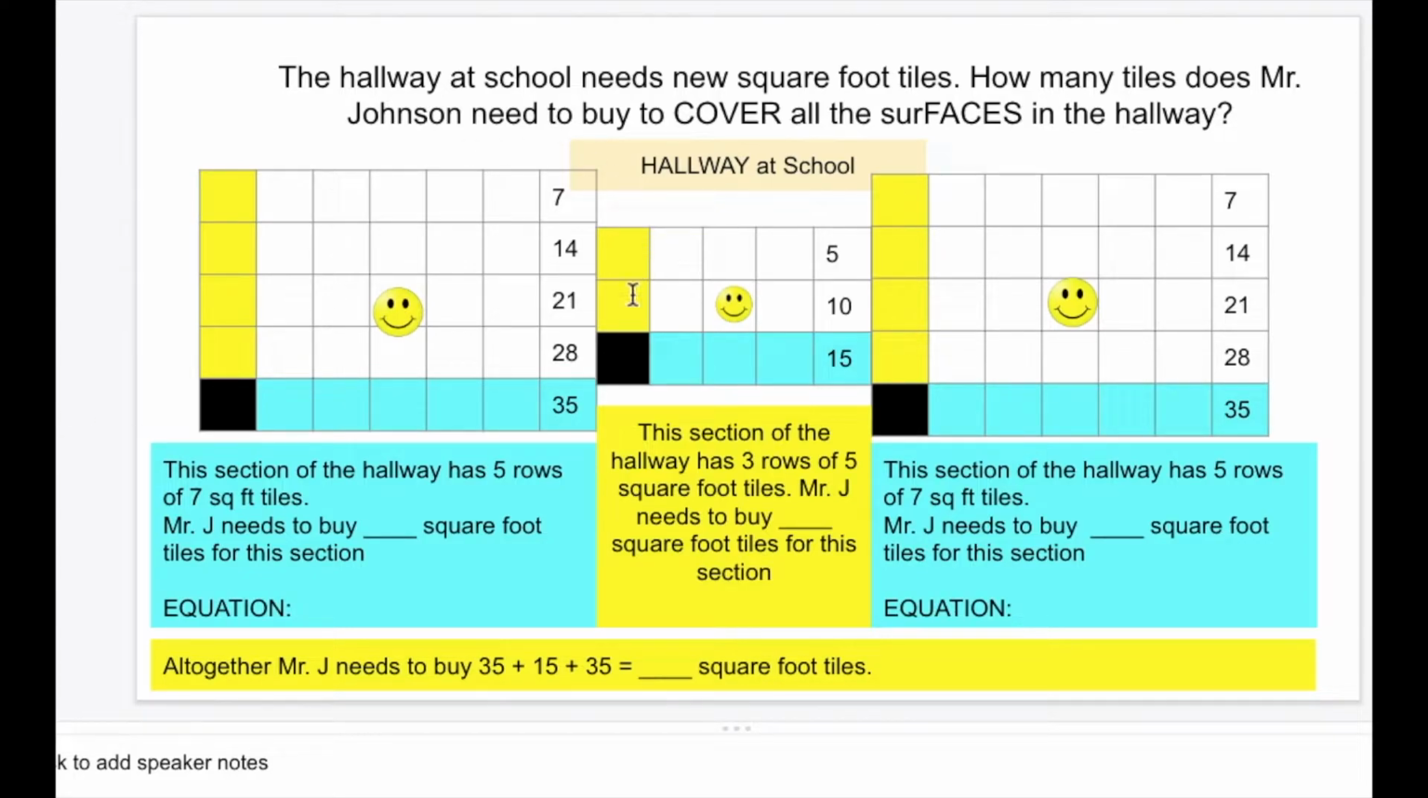But this one works just like the first one. We found that there are 1, 2, 3, 4, 5 rows with 7 in each row, so we skip counted by 7.